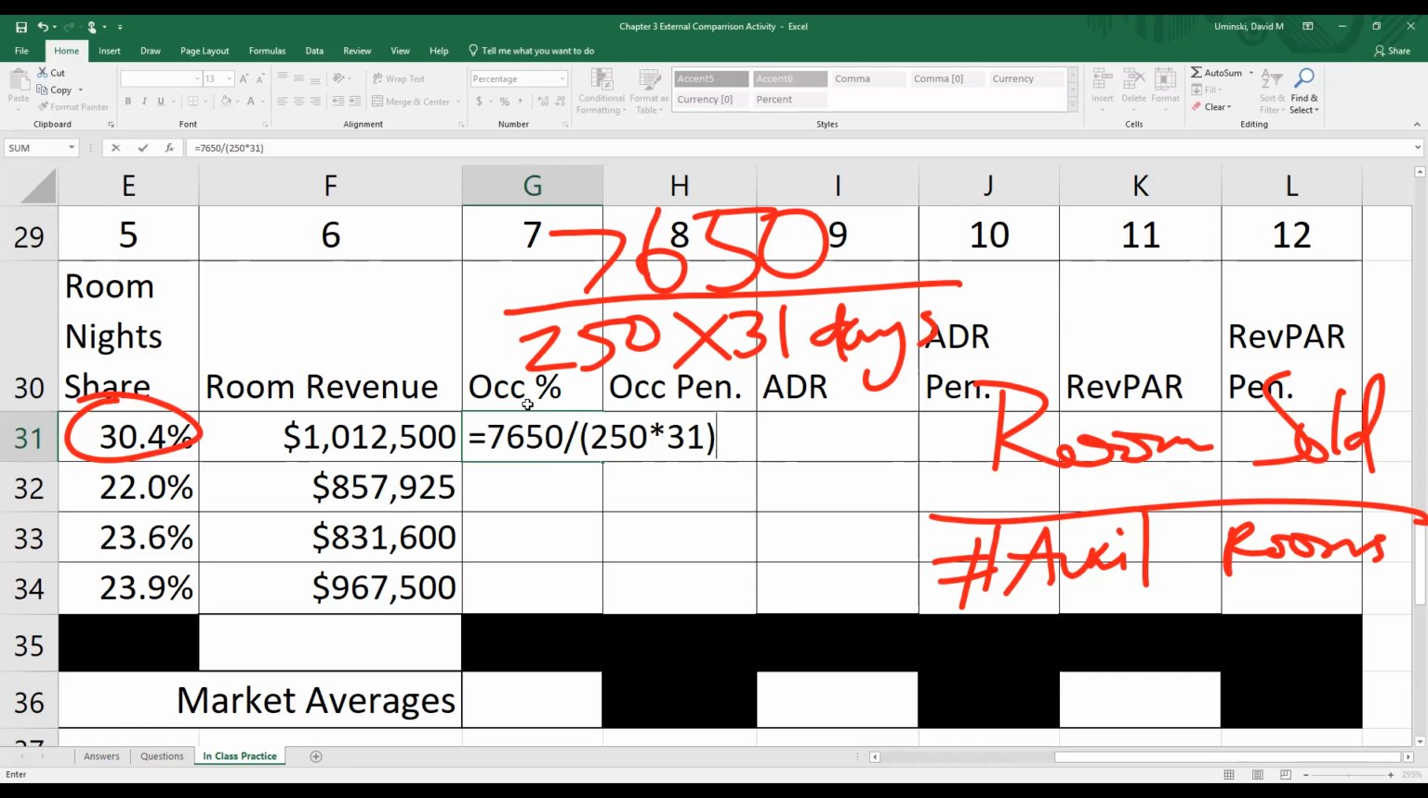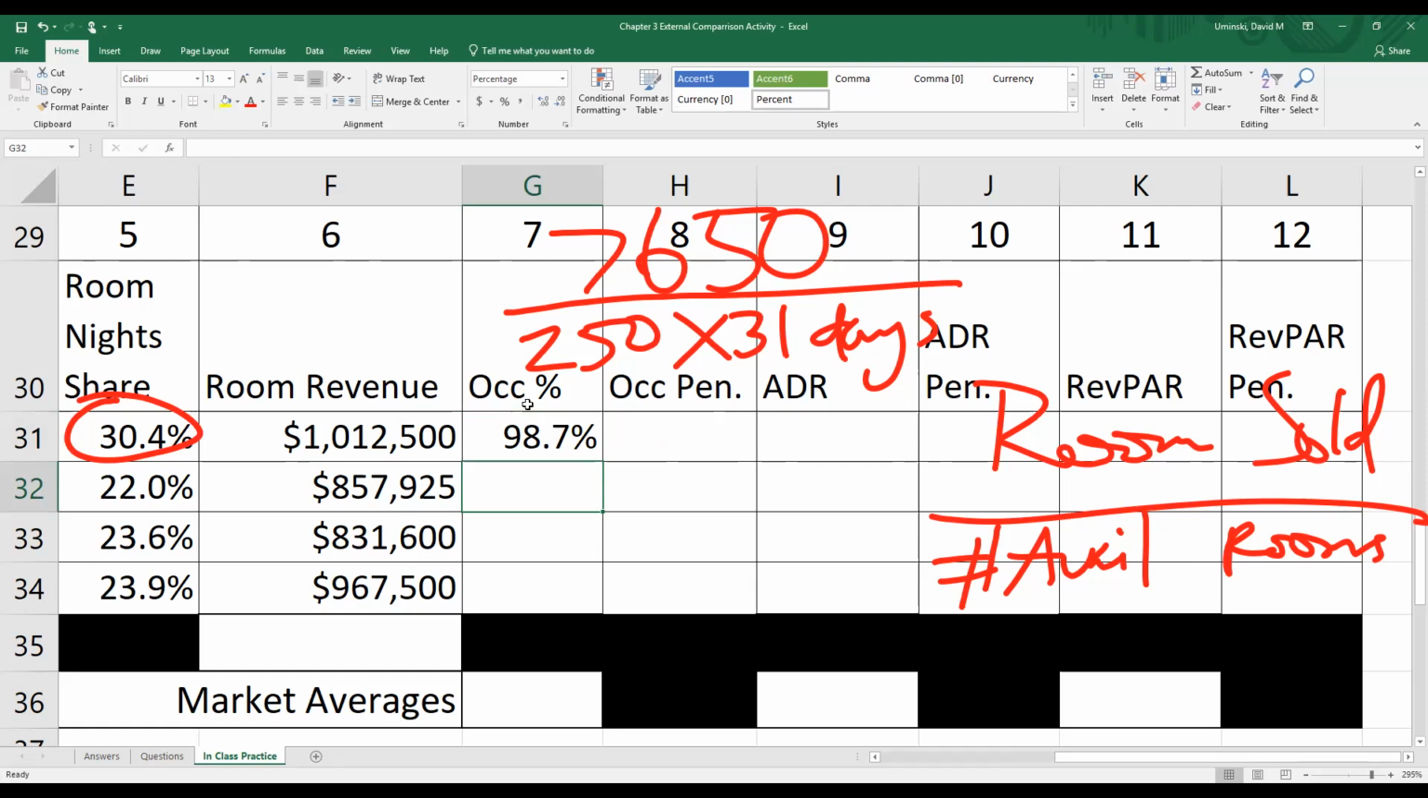Well, 250, there's 31 days in January. If you look at the top, it says practice January. So that's why we have to use 31 days. If we were looking at, oh, no, yeah, exactly. That's 250 rooms in that hotel.